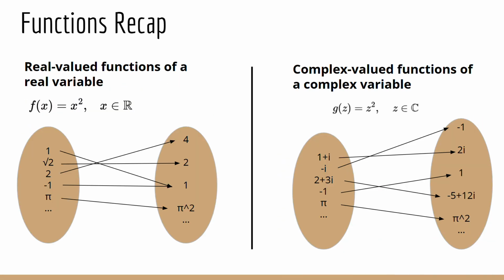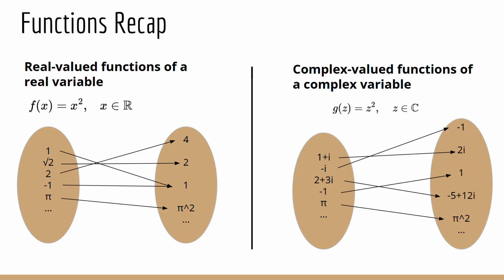Now let's recap functions. So f of x equals x squared, where x only takes real values. This is one of our functions. You can see from this mapping of sets to visualize the function. 1 gets mapped to 1, root 2 gets mapped to 2 because root 2 squared is 2, 2 gets mapped to 4, negative 1 gets mapped to 1, and pi gets mapped to pi squared.